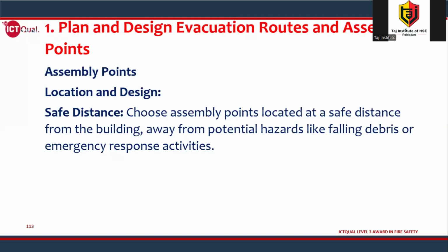Assembly points. Location and design. Safe distance. Choose an assembly point located at a safe distance from the building, away from potential hazards like falling debris or emergency response activities.